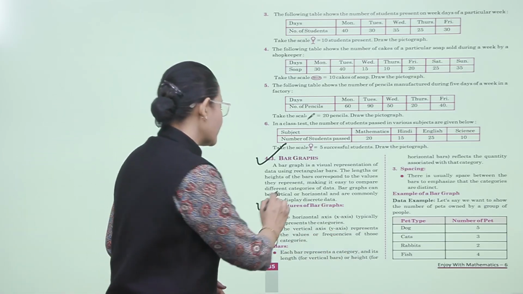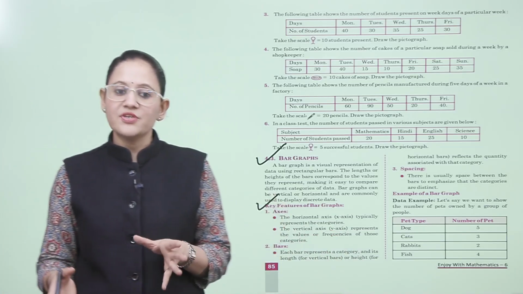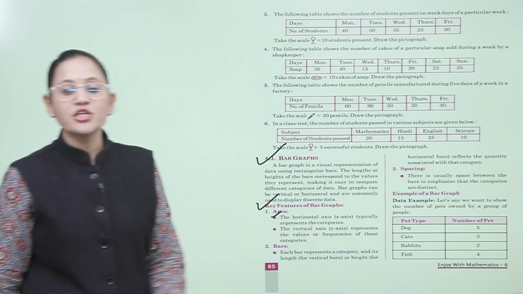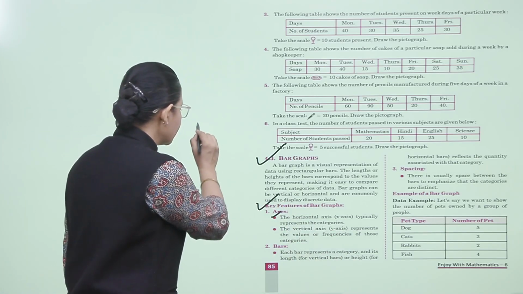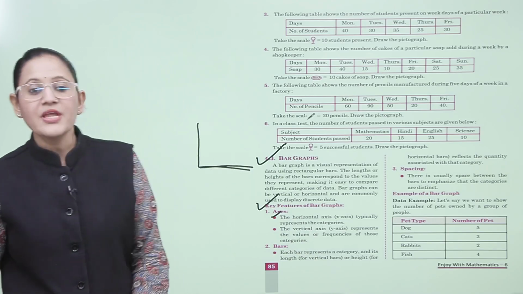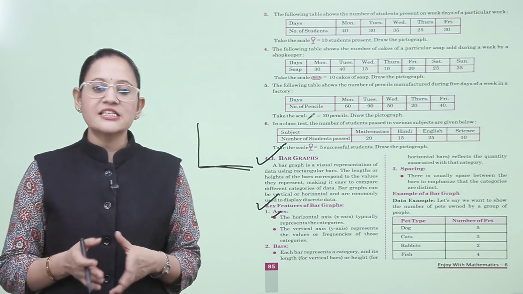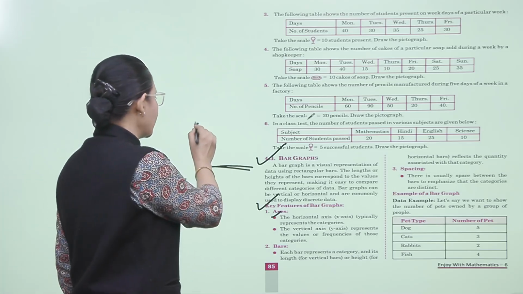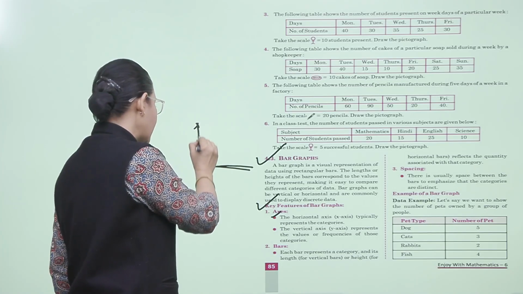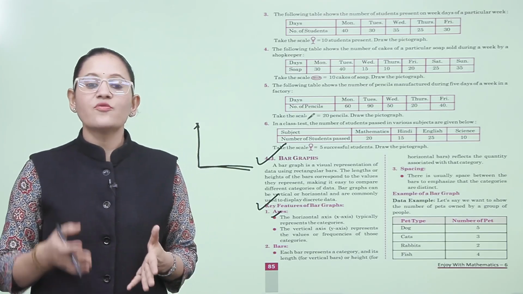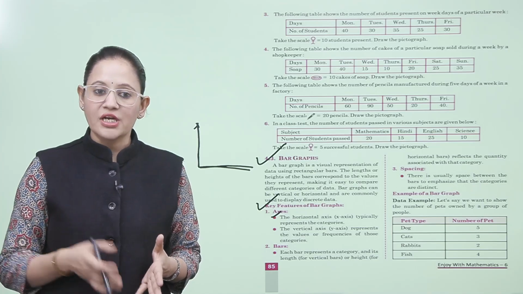Next is key features of bar graph. What are the key features? Axis. We always take axis, the horizontal axis. This is the horizontal axis. Clear? The horizontal axis, that is the x-axis, represents the category. The vertical axis, this one. This is the vertical axis. That is the y-axis, which represents the value or the frequency of those categories.